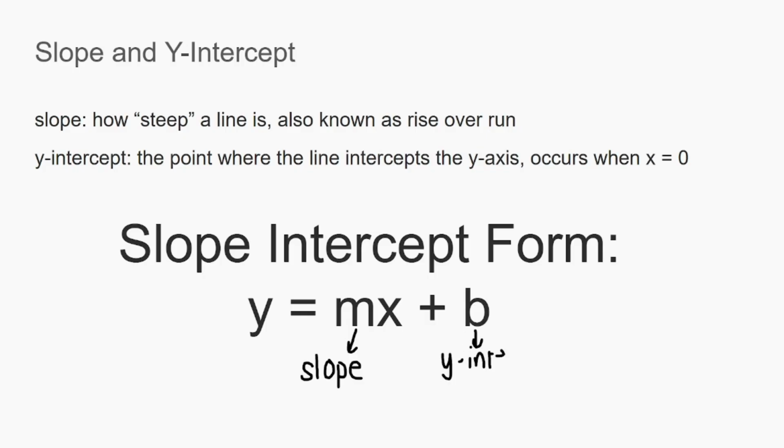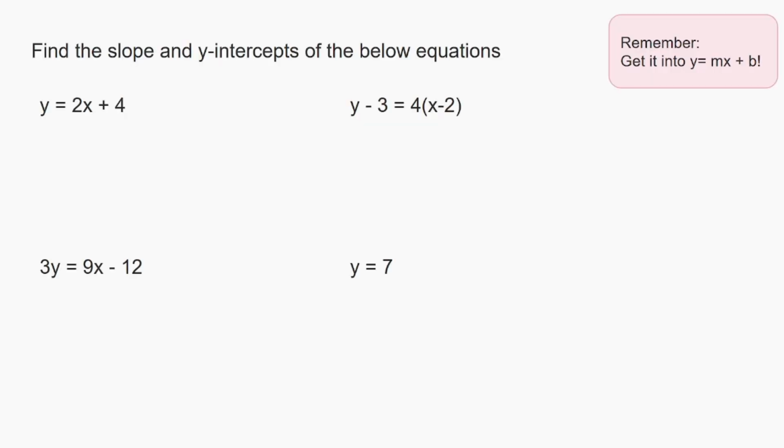Like I mentioned before, the y-intercept is a point. So technically, the y-intercept is going to be (0, b). But that b tells us what that intercept value is going to be. Now, let's solve some practice problems. So we're going to find the slope and y-intercepts of the below equations.